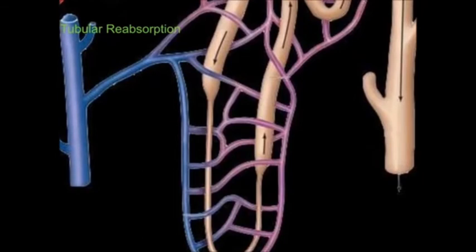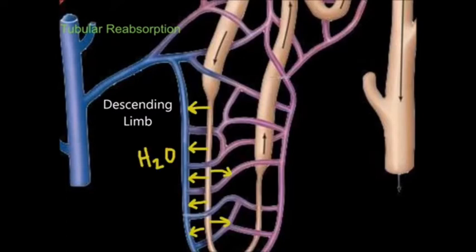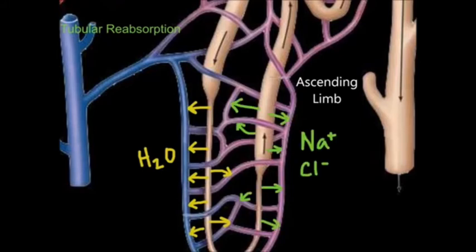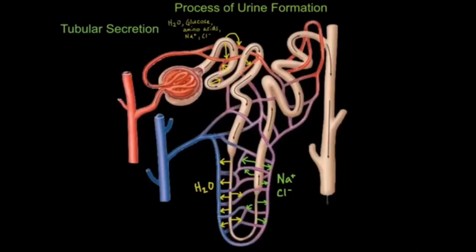Then, taking a closer look at the descending limb of the loop of Henle, we notice that there is further tubular reabsorption of water, and in the ascending limb of the loop of Henle, we see further tubular reabsorption of sodium and chloride ions. After the loop of Henle, the remaining substances enter the distal convoluted tubules.